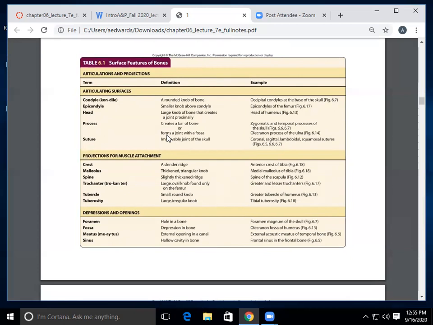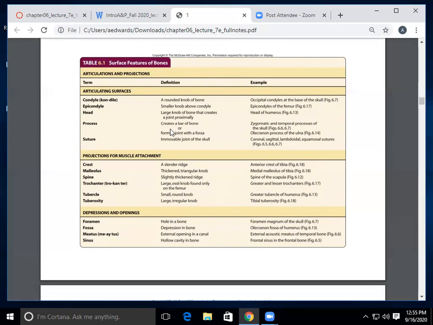You see basically a bar or a bone that's forming a joint with a hole called a fossa. Call that a process. And we'll see some of that. I just want to introduce you to these terms. A suture. We're not talking about sutures in surgery. What we're talking about is basically a place where two bones come together and those bones don't move, okay? And they basically fuse, make a real tight connection.